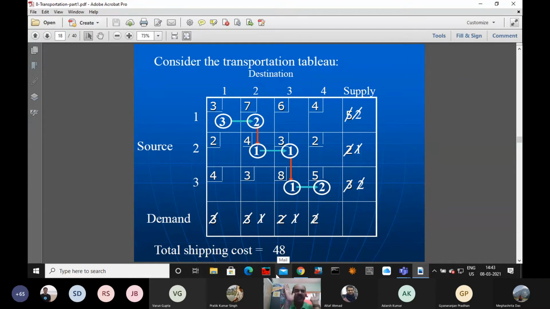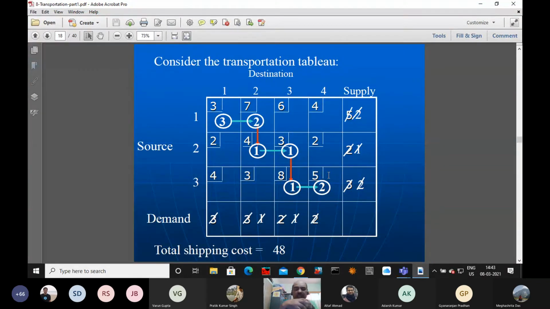So see, we have got a solution. What is the solution? Presently, our solution is X11 equals 3, X12 equals 2, X22 equals 1, X23 equals 1, X33 equals 1, X34 equals 2, and the rest of the variables are 0. The cost coefficients are given as 3, 7, 6, 4, 2, 4, 3, 2, 4, 3, 8, 5. As a result, the total transportation cost, or total shipping cost, equals 48 units.